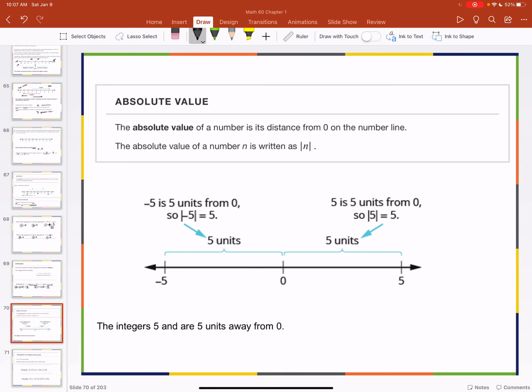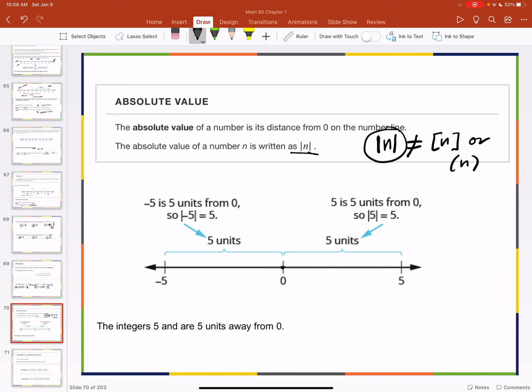Now let's talk about absolute value. It's very important that you understand this definition, because when you see the absolute value bars, it's different than a bracket or parentheses. So we have to make sure that we understand what it means. The absolute value of a number is the distance from 0 on the number line. We write that as the absolute value of n. Notice that these are straight bars going straight up and down. It's not the same as brackets or parentheses. This is absolute value.